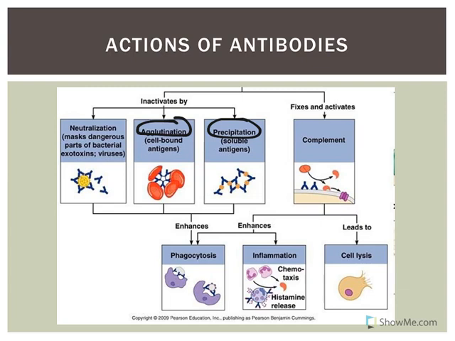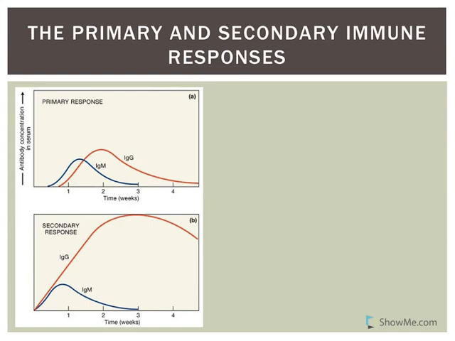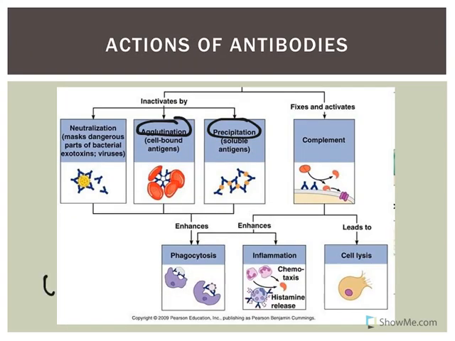Another thing that antibodies do is they promote opsonization. And what opsonization does is it makes complexes more susceptible to phagocytosis, so it coats things, kind of like complement did. So it opsonizes things, making it easier for the phagocytes to engulf and eat these pathogens.